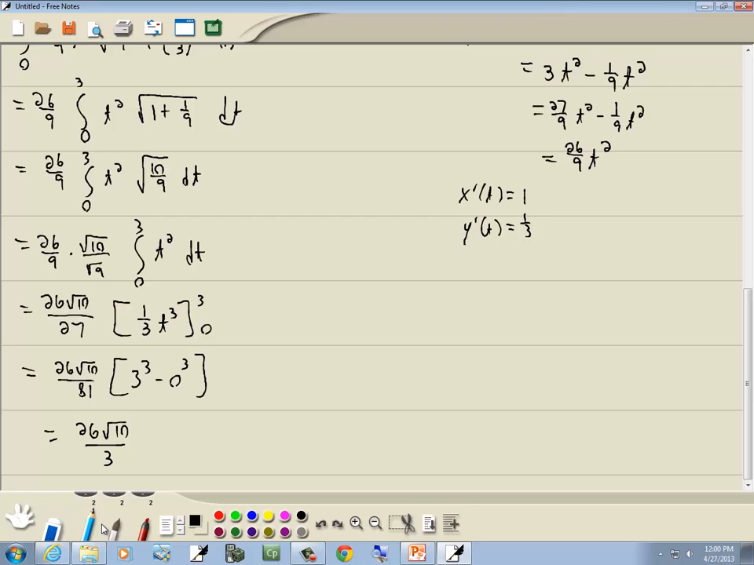3 to 0. Okay, where's my calculator? Calculator's gone. There it is. Cleaned my room yesterday. Still can't find everything.